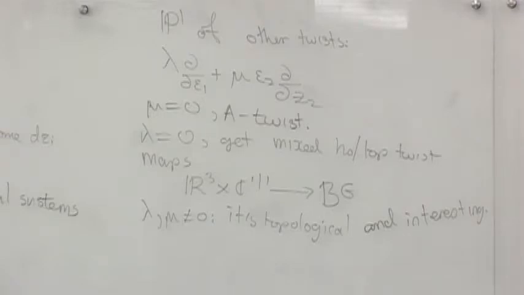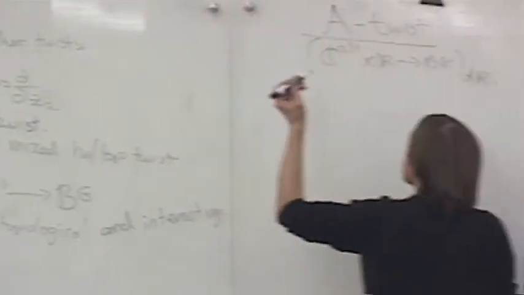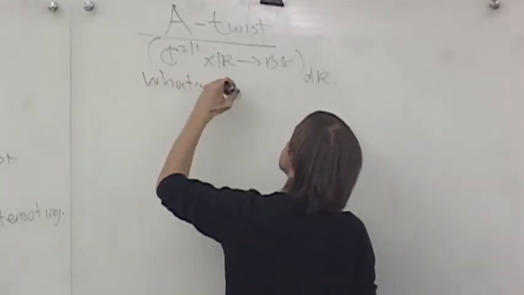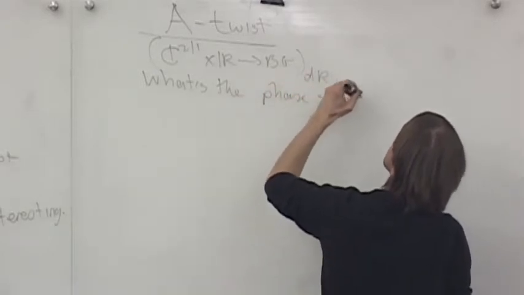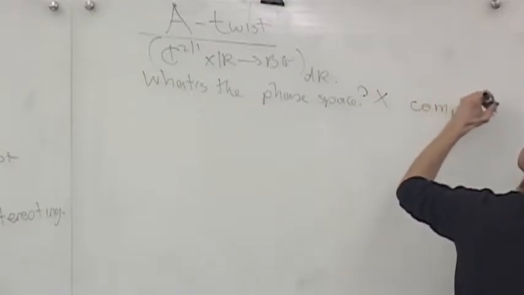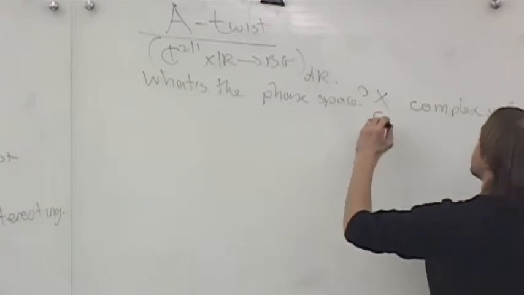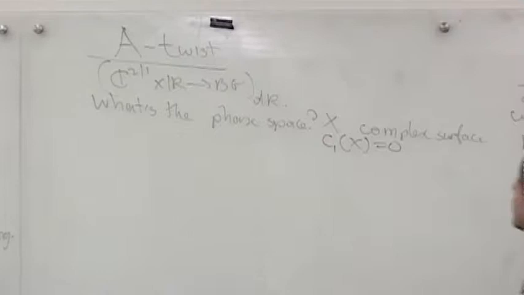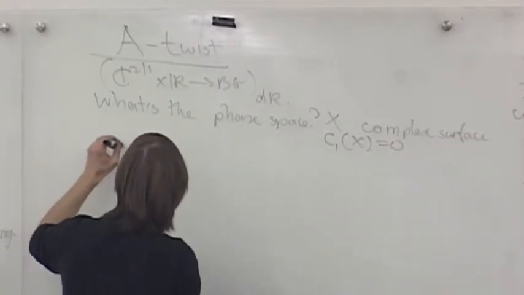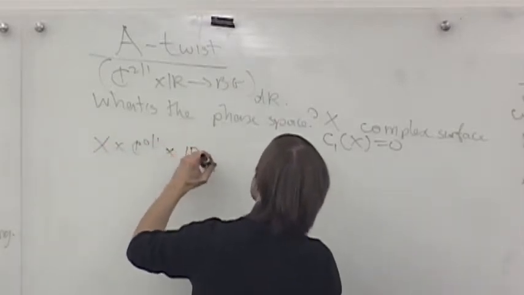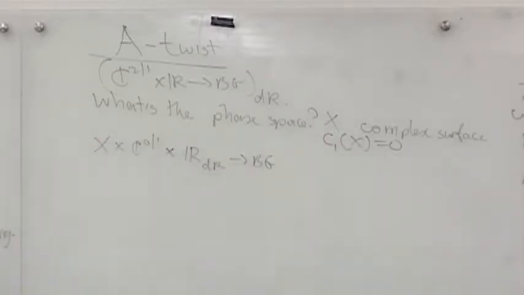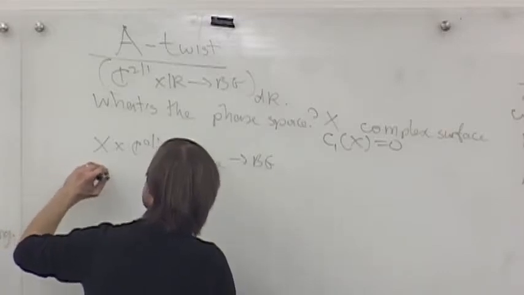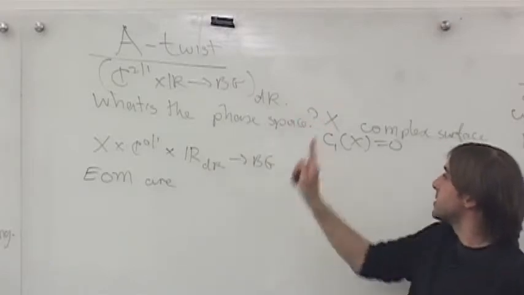Okay. So for the moment, let's focus on the A twist. Remember, this was going to give us maps from C2 cross R de Rham to BG. So let's first think about what's the phase space. If, say, X is a complex surface, with, say, for simplicity, C1 of X equals 0, which is not necessary, we're going to get some kind of maps from X cross C0 de Rham cross R de Rham to BG. And if you remember, the phase space describes the equations of motion near a compact manifold of codimension 1. So we find that the equations of motion are, well, this flat direction in R isn't really going to do anything for us.